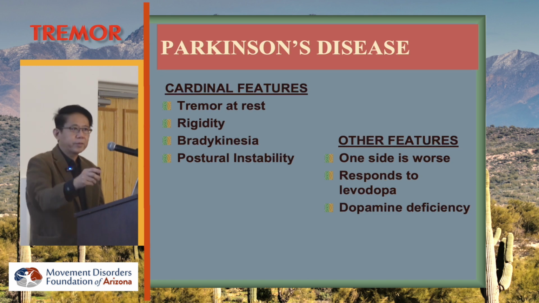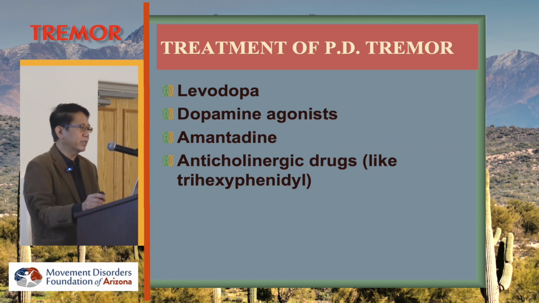And then I'm not going to go through the specifics of treatment of Parkinson's. I just want to introduce you to what kind of tremors we see in clinical practice. But if I suspect you have Parkinson's, then these are the most common treatment options. So levodopa is number 1, and then dopamine agonist, amantadine, and anticholinergic drugs, which are quite effective, but can cause many side effects, especially in the elderly.